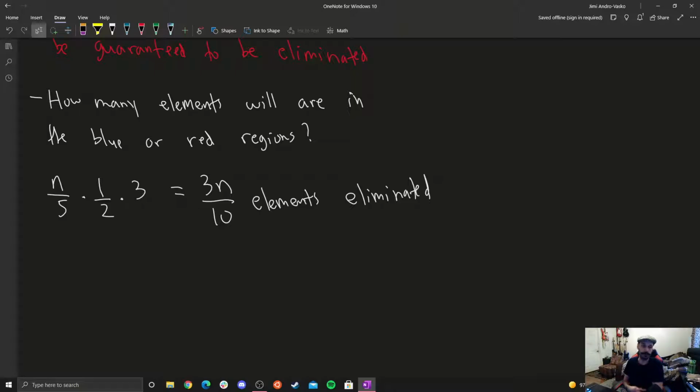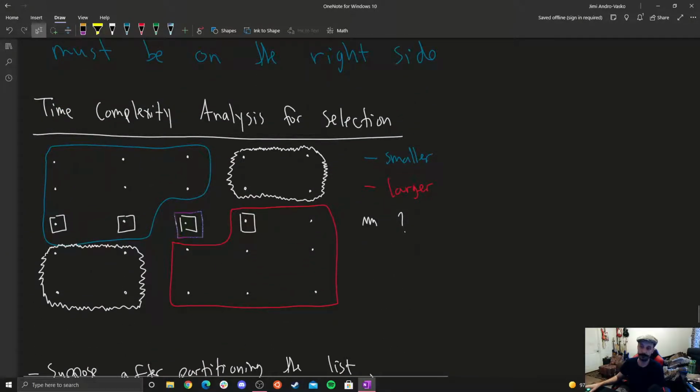So in the worst case, only 30% will get eliminated after every single step for this selection problem, because we can only eliminate just the blue or red regions. So it's going to be n over 5 total divided by 2, because we're now going to split this in half, and then multiply it by 3 because there are 3 elements per region that will be eliminated. Because of n over 5, and we cut that in half, it's n over 10, and of these n over 10 regions, we're going to have only 3 that will be eliminated.